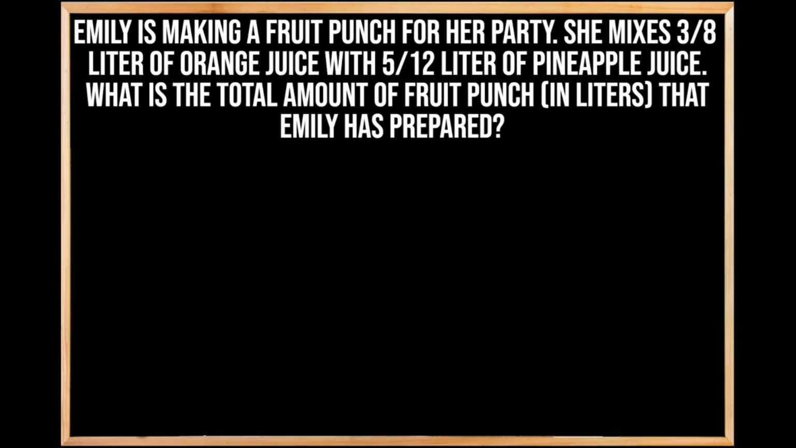So in order for us to figure out the total amount of fruit punch that Emily has prepared, we're going to add the quantity of our orange juice and the quantity of our pineapple juice together. We had 3/8 of a liter of orange juice, and we had 5/12 of a liter of pineapple juice. So as we can see, we have two fractions here that represent our quantity of orange juice and quantity of pineapple juice, but they have different denominators, so we can't actually add them together yet.